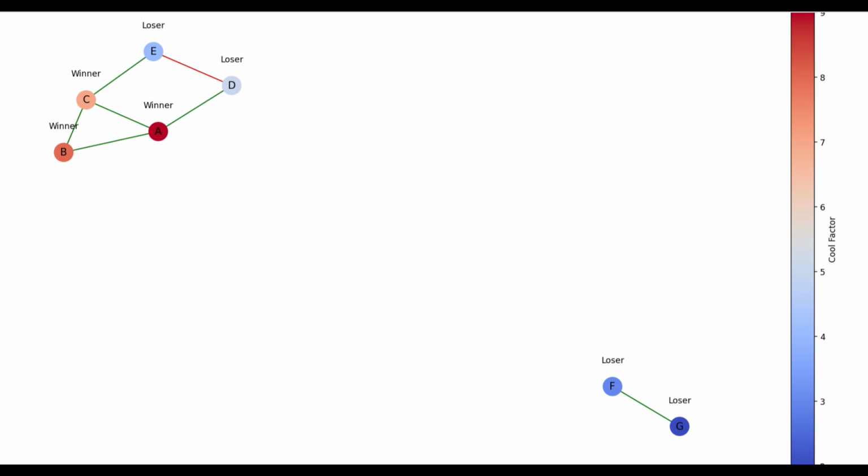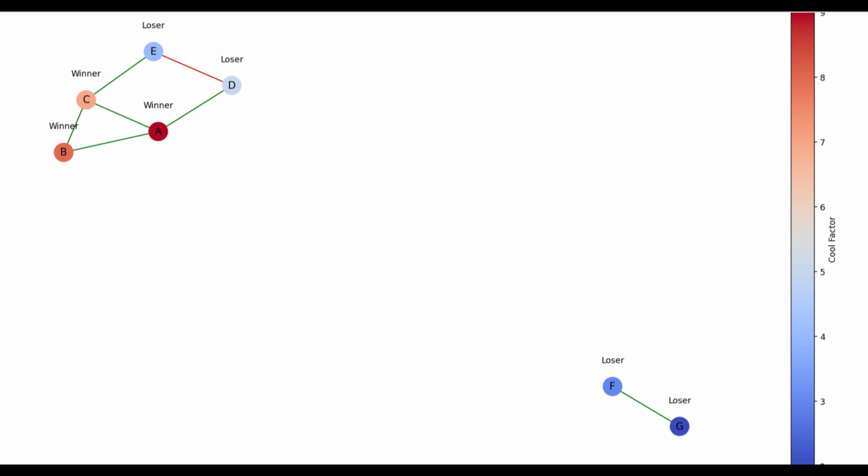Example scenario. Imagine a high school social network. Nodes: students A, B, C, D, E, F, G. Edges: friendships, positive, and conflicts, negative. Data collection. A is friends with B, C, and D. B is friends with A and C. C is friends with A, B, and E.